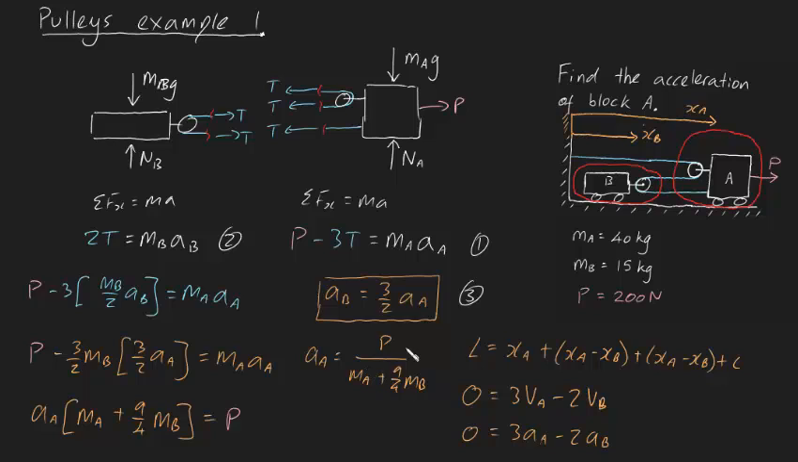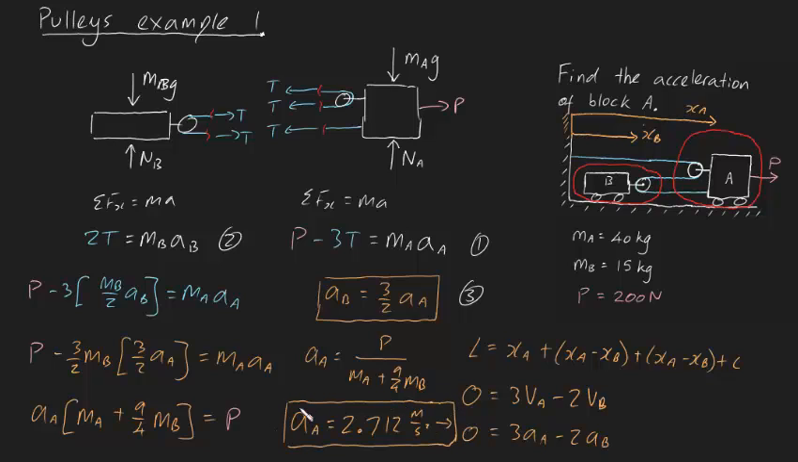And now it just becomes a matter of plugging in these values, and if you do that, you will get a value of a_A equal to 2.712 meters per second squared to the right. That is our answer. Alright guys, I hope that made sense.